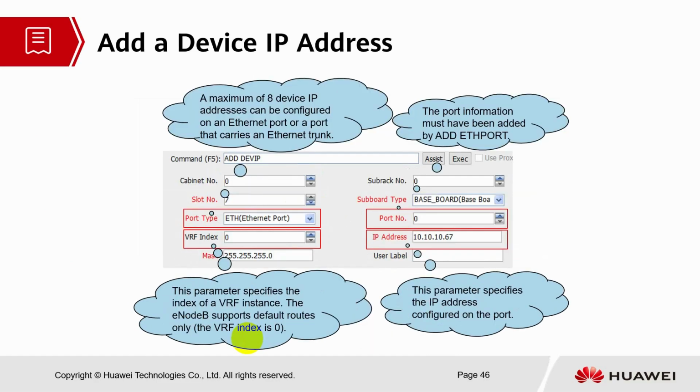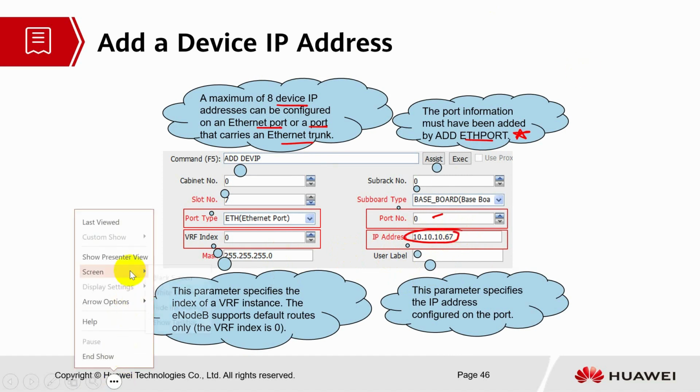So let's look into the second example. Add a device IP address. A maximum of 8 device IP addresses can be configured in one Ethernet port or a port that carries an Ethernet trunk. The port information must be added by add ETH port, so this one must be pre-added already. What port number you're using, and you need to define the IP address to the port.